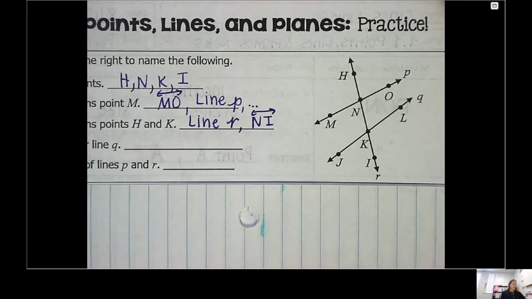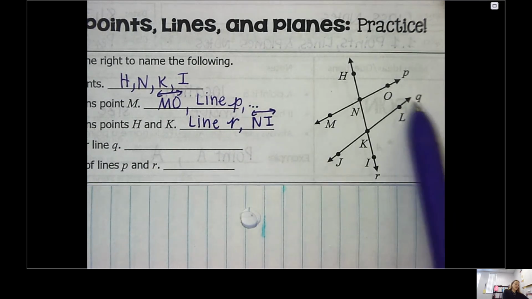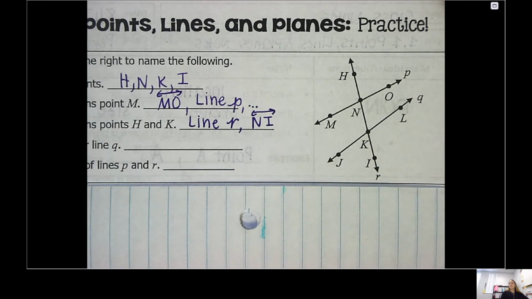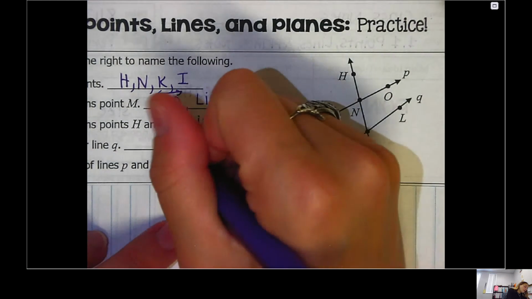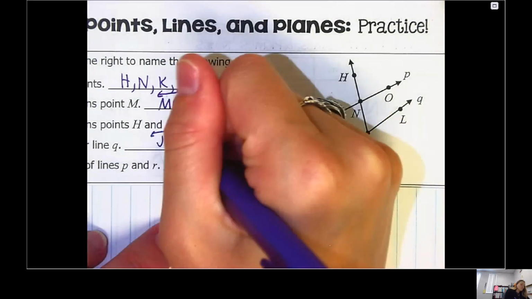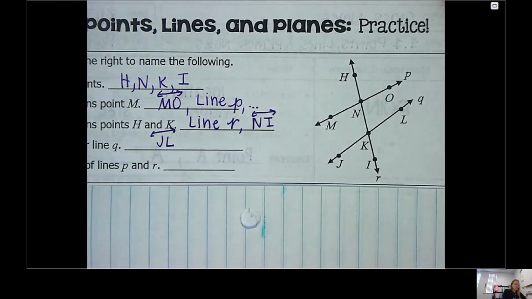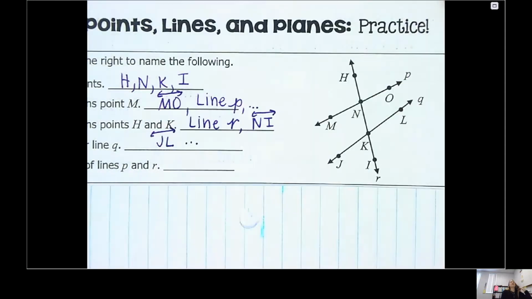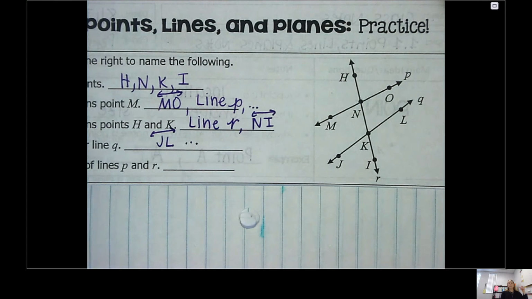They need to be. Okay, letter D. Another name for line Q. What do you think? Another name, someone who hasn't answered yet. Aiden. JL. Line JL. Beautiful. And what should I put above it? A line. A line with the arrows. Beautiful. There's more choices, right? There's a lot of choices, dot, dot, dot. Lots of choices for all of them. You don't need to put them all, just pick one.